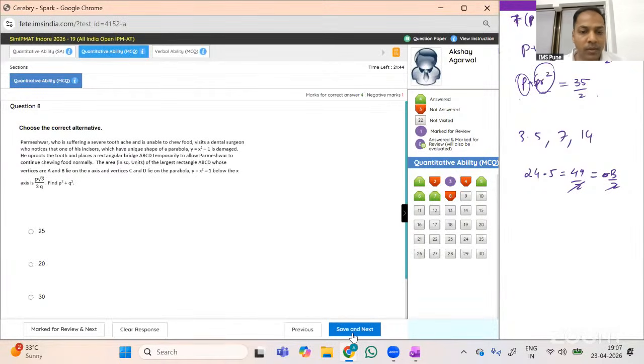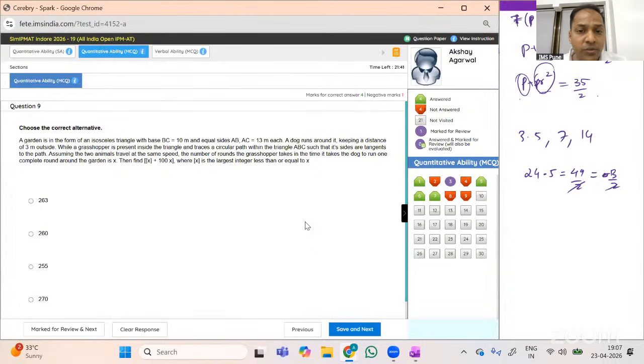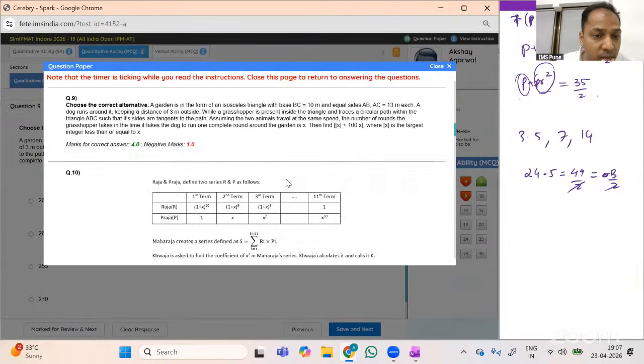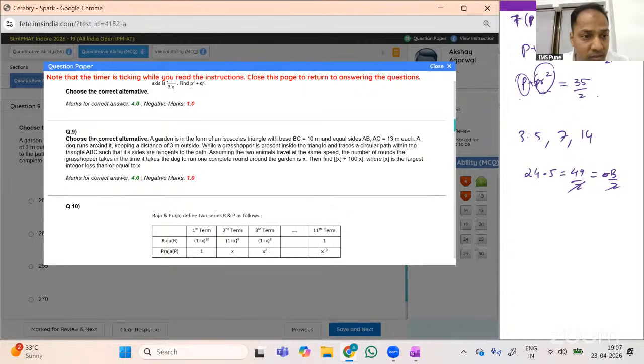I am not sure. I think I'll just check the question paper quickly. Garden is in the form of an isosceles triangle, BC. A dog runs around it and keeps a distance of 3 meters outside, while the grasshopper inside the triangle traces a circular path within the triangle such that its sides are tangents to the path, assuming two animals.